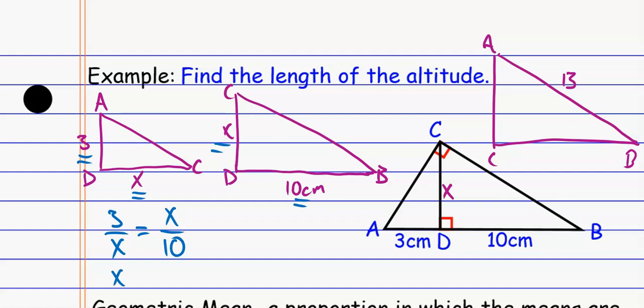So here I cross multiply, I get x squared equals 30. But that's okay. I just have to take the square root to solve this thing. So I take the square root of each side. And again, this will be a job for my calculator.